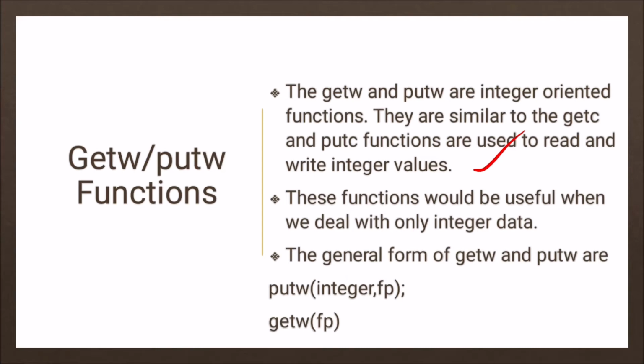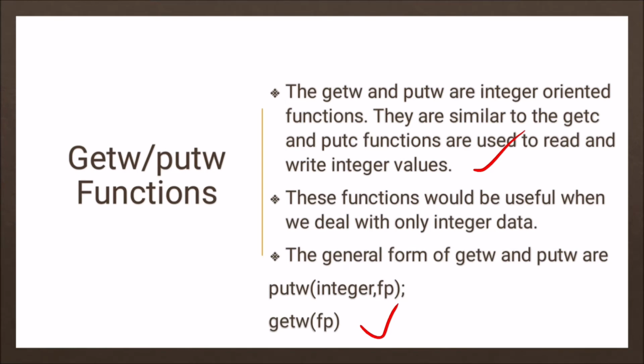The general form of putw is putw in brackets, the integer value and the file pointer. The value which we want to put in the file is the first argument, and the file pointer of the file is the second argument. Similarly for getw, we mention the file pointer of the file from which we want to get the integer value. This way we can use the same kind of function as getc and putc, but for pure integer data.